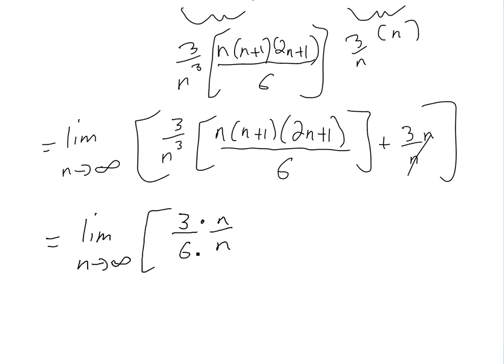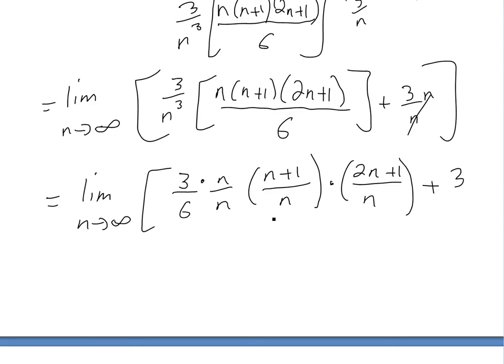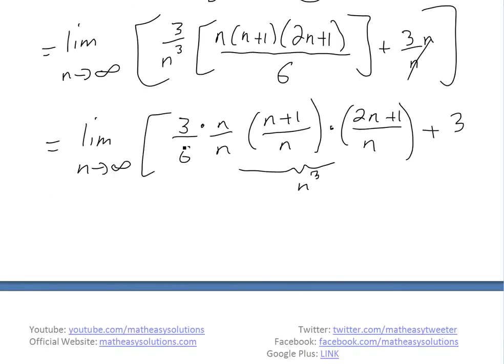So 3 divided by 6 times n divided by n, times n plus 1 over n, because we're just separating this n cubed into 3 n's, and this is times 2n plus 1 over n here. And then we just add the 3 at the end here. As you can see at the bottom, this is just n cubed, all divided by n cubed, so we're not changing anything. And now we can begin simplifying further.